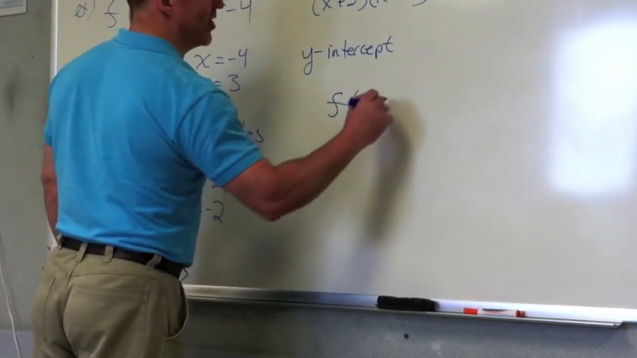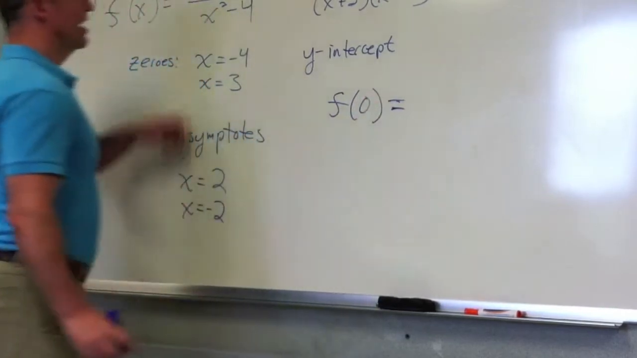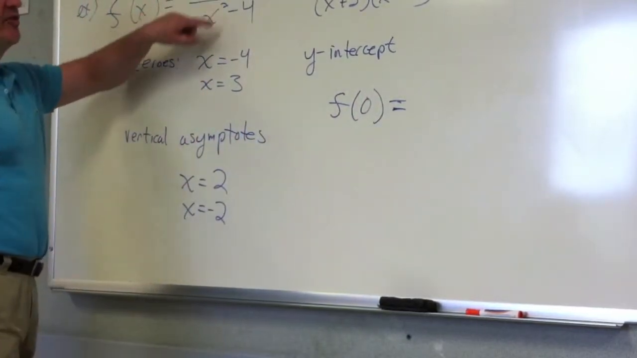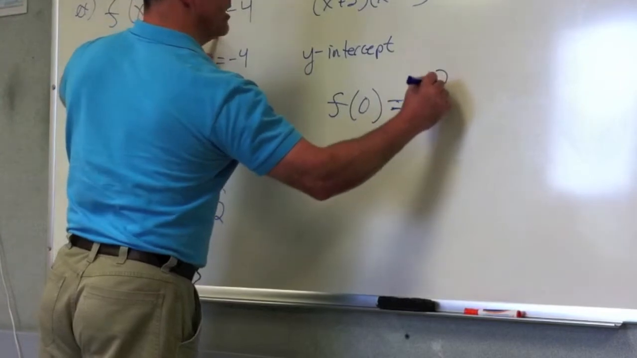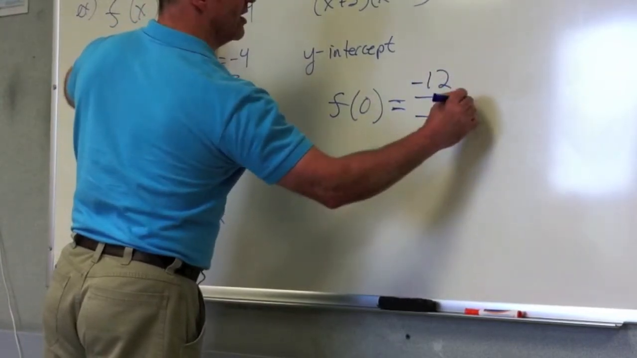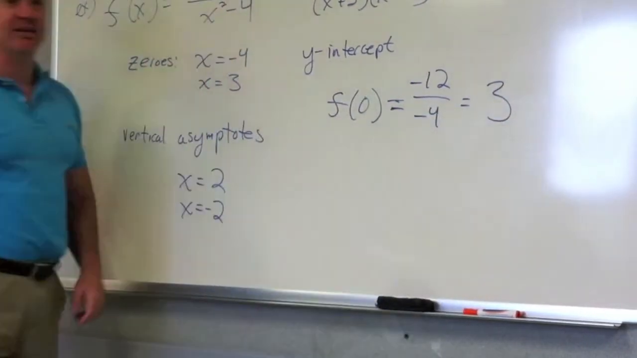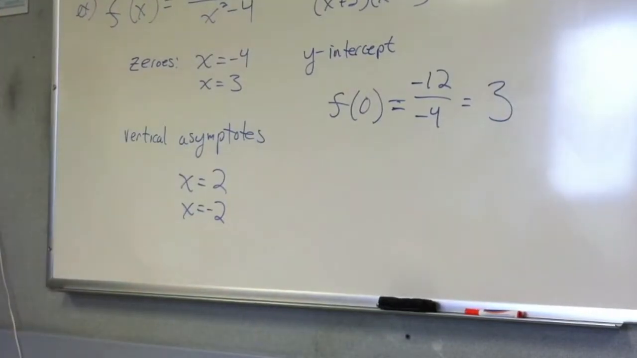F of 0 is, I put in a 0 for the x squared, a 0 for the x. I'm left with -12 over -4, which is +3. So I know this passes through the point (0, 3). That could be helpful.